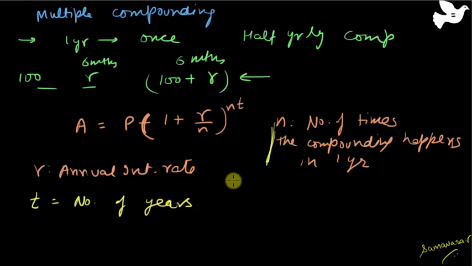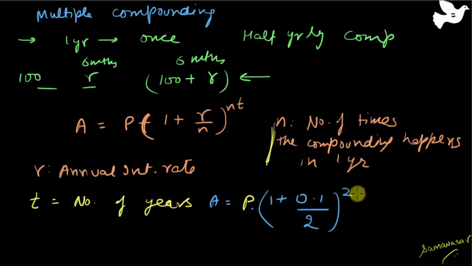So with half yearly compounding, and let us say I have 5 years, I'm just plugging into the formula so that you can understand. The amount will be principal into 1 plus, let us say the rate is 10%, so it will be 0.1 divided by 2, because half yearly compounding means it is getting compounded twice every year, raised to the power n, which is again 2 multiplied by the number of years. If I say the number of years is 5, then it will be principal into 1.05 raised to the power 10. I'm not going to solve this. This is what multiple compounding is.